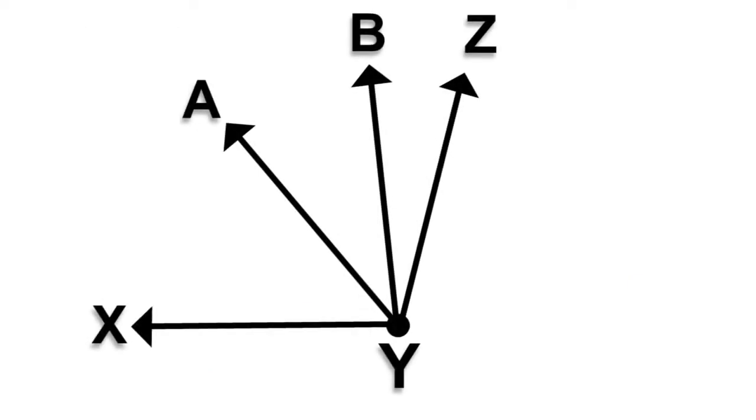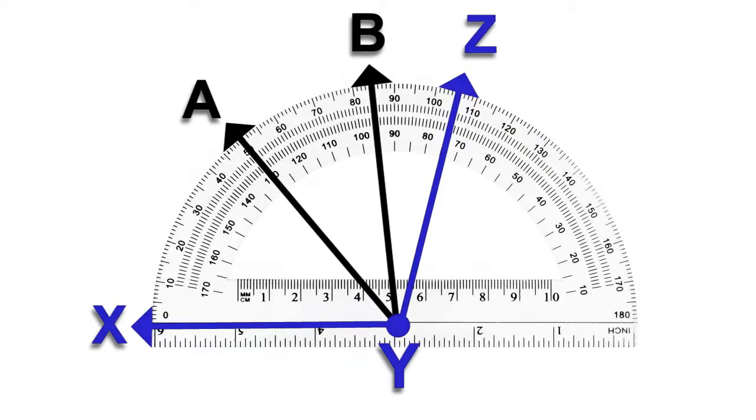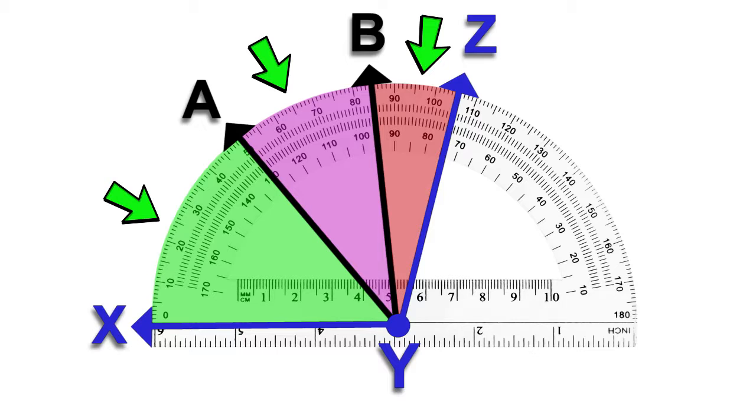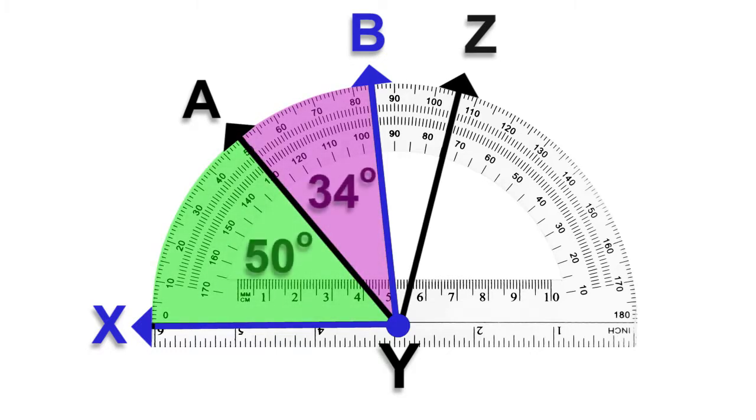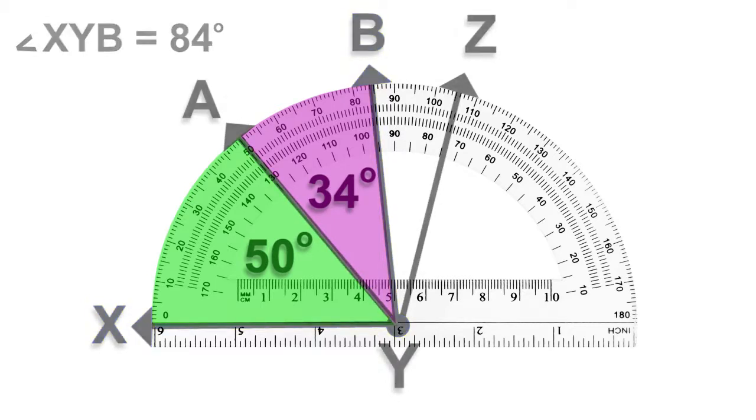Let's look at another angle that has been decomposed and total up the different angle measurements. Angle XYZ is made up of three smaller angles. In order to find the measurement of angle XYZ, we need to add up the three smaller angles. If we want to find the measurement of angle XYB, then we need to add the two angle measures of 50 and 34 for a total of 84 degrees. It would be written like this. Angle XYB equals 84 degrees.